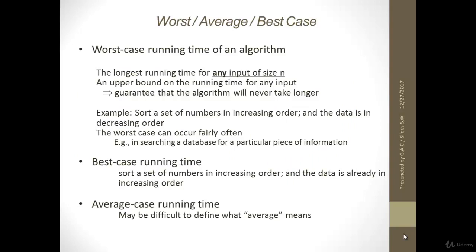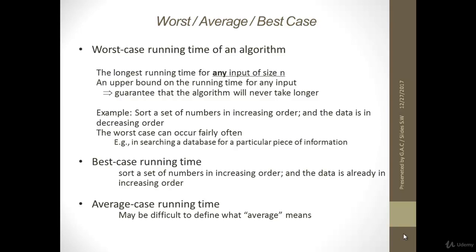Worst case running time of an algorithm: the longest running time for any input of size n. It is an upper bound on the running time for any input, guaranteeing that the algorithm will never take longer. As the word suggests, if you analyze the worst case, it guarantees that the algorithm will never take any longer than that. So the maximum time is the worst case.